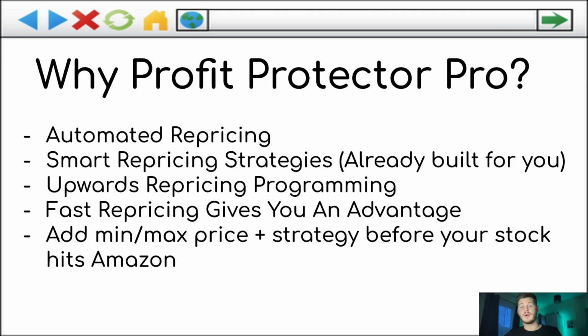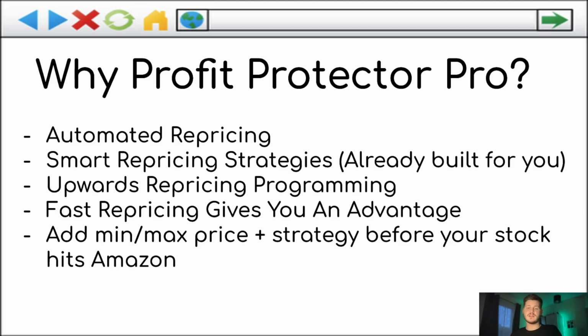It's got fast repricing, so as soon as something happens on that listing, it reacts. Some of the repricers out there have a bit of a delay, but there's not really a delay with Profit Protector Pro. Of course, it's got to do the work of recalculating, sending that repricing request to Amazon, then Amazon's got to action it, so it will do it as fast as it possibly can.